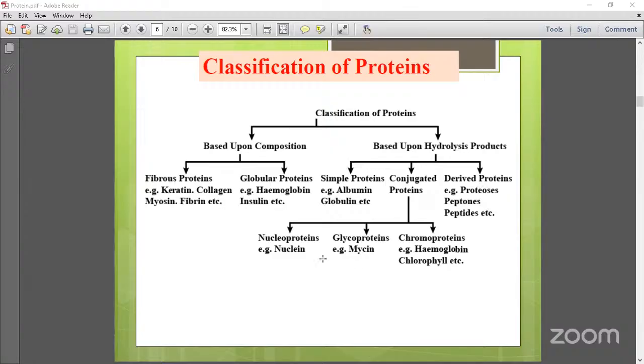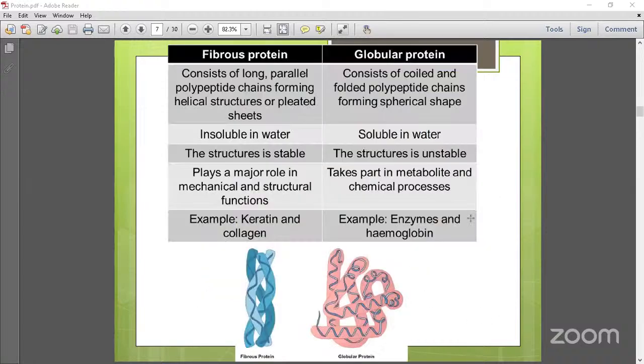Here the simple proteins are albumins and globulins, whereas conjugated proteins are again classified into nucleoproteins called nuclein, glycoproteins called mucin, and chromoproteins called hemoglobin and chlorophyll. And the other one is the derived proteins. Here you can see the proteoses and peptones and peptides.